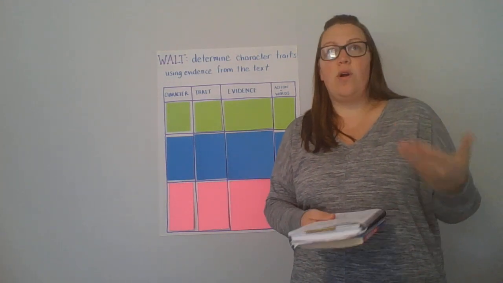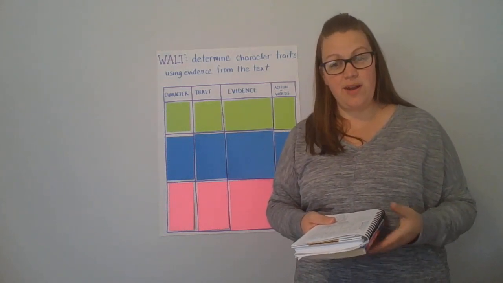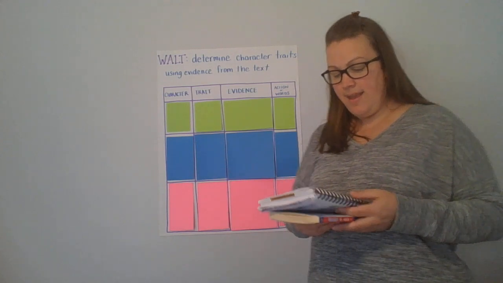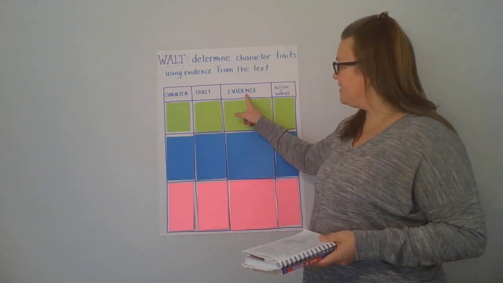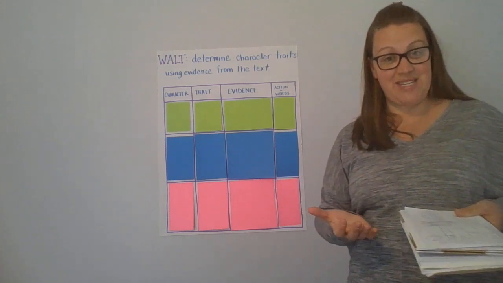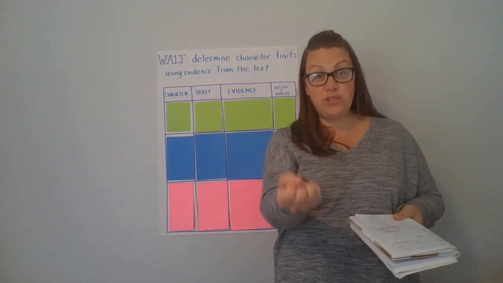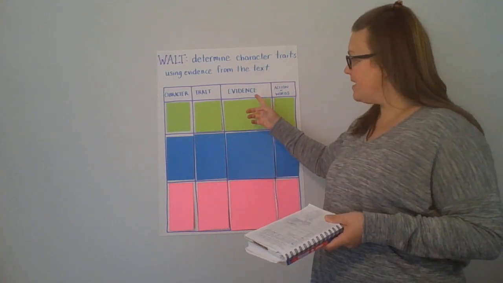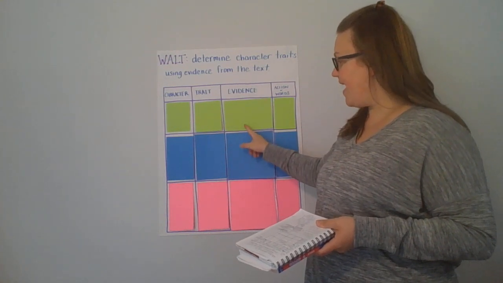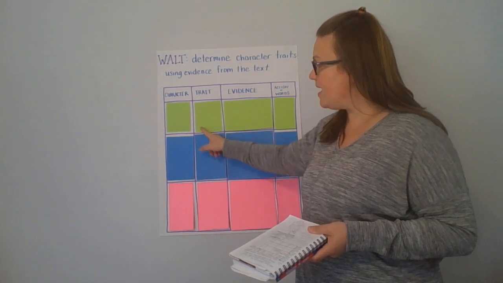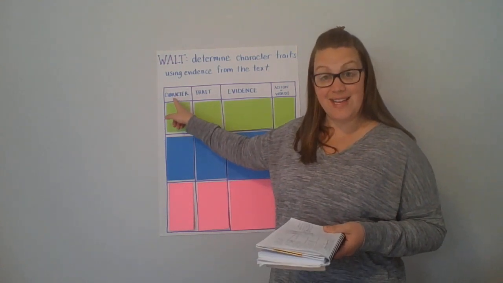So what is a word that could describe someone? That would be a trait. What are they like? And the last thing I have is evidence. We always ask you to use evidence from the text. Those are words pulled directly from the text. And today we're going to see what evidence we can find that tells us what trait a specific character is.